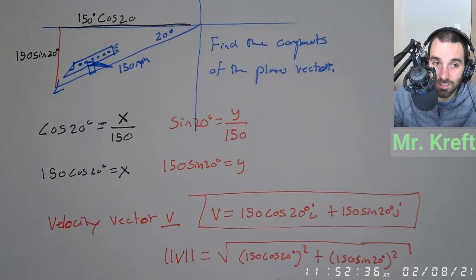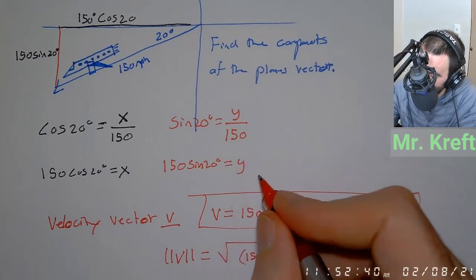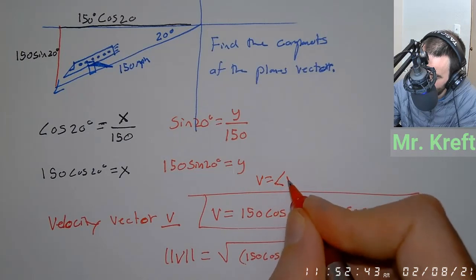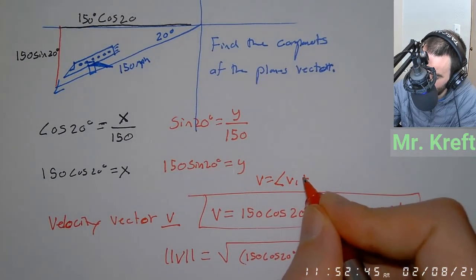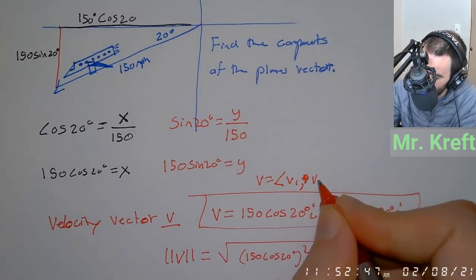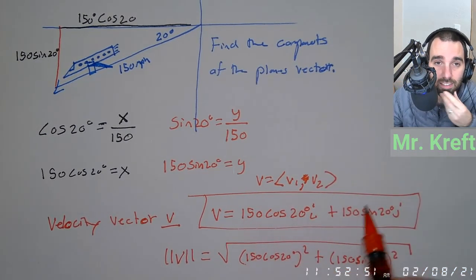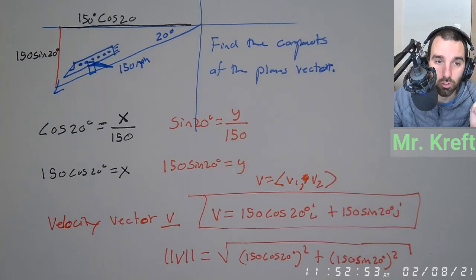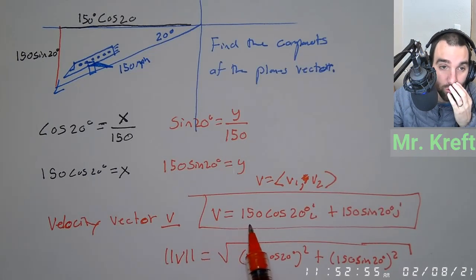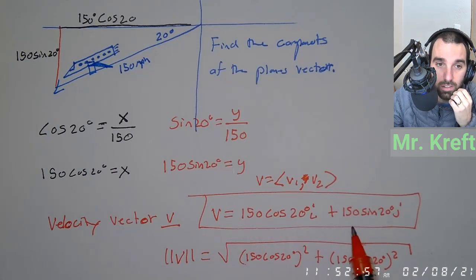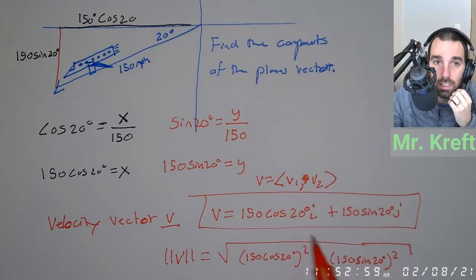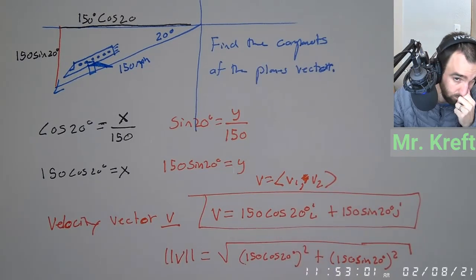All I'm doing is that instead of writing in component form like this, now we can write this, and there is so much more information. You get the magnitude: the 150 is the magnitude, and then the trig is your direction.